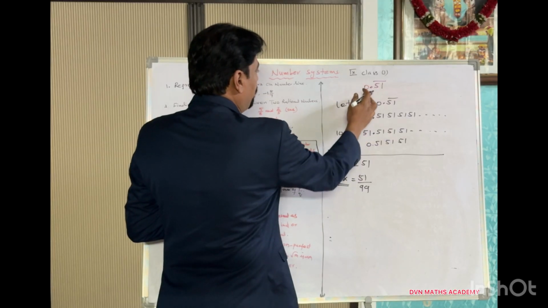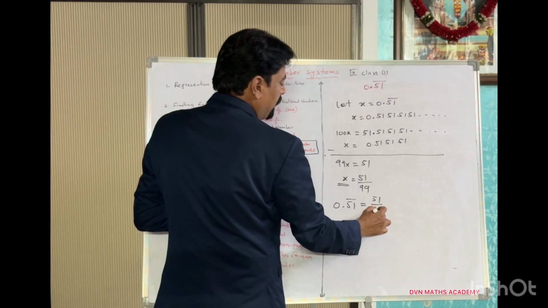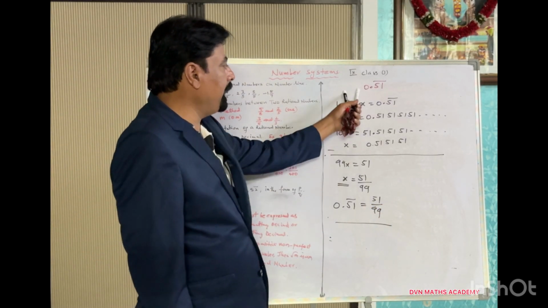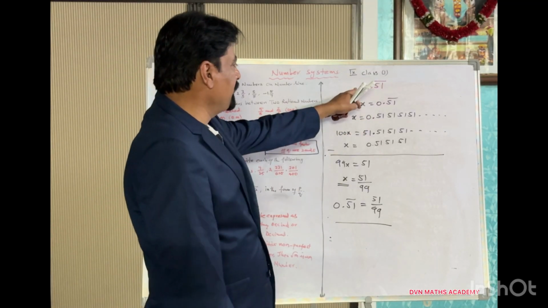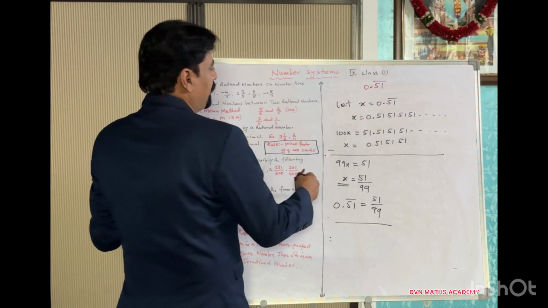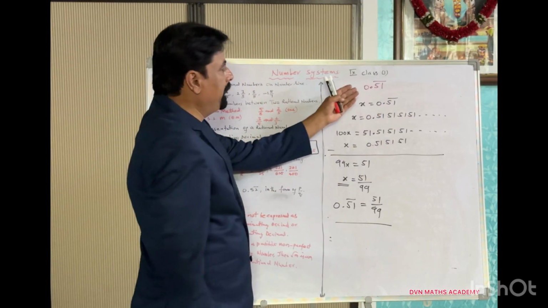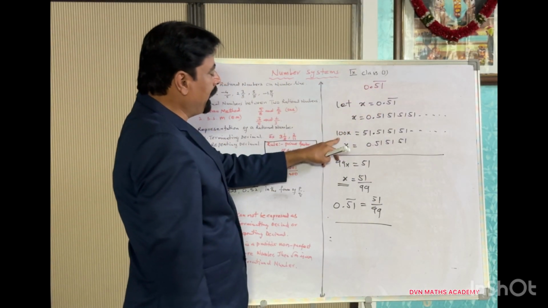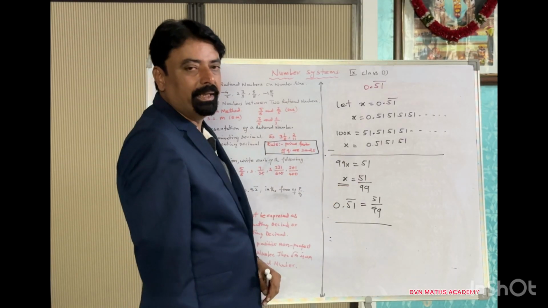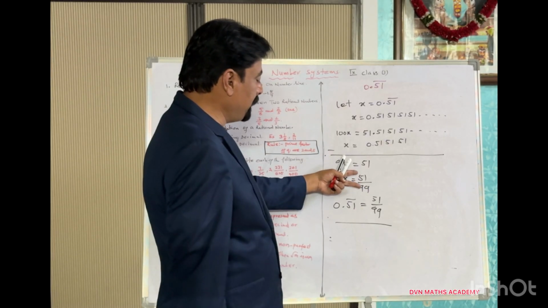Actually x is my number, that is 0.51 bar, and I got 51 by 99. So this is the rational form of the given repeating decimal. This question is very easy, but sometimes it will be somewhat complicated to find those numbers. I think you understood. First you take this exercise as a given number, then see how many decimals are repeated. So you take 100x and x, subtract them, and you will get the value of x in the form of P by Q.